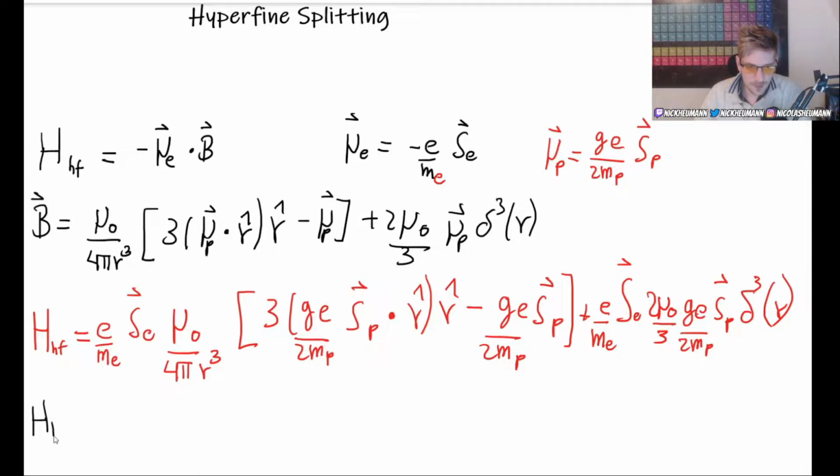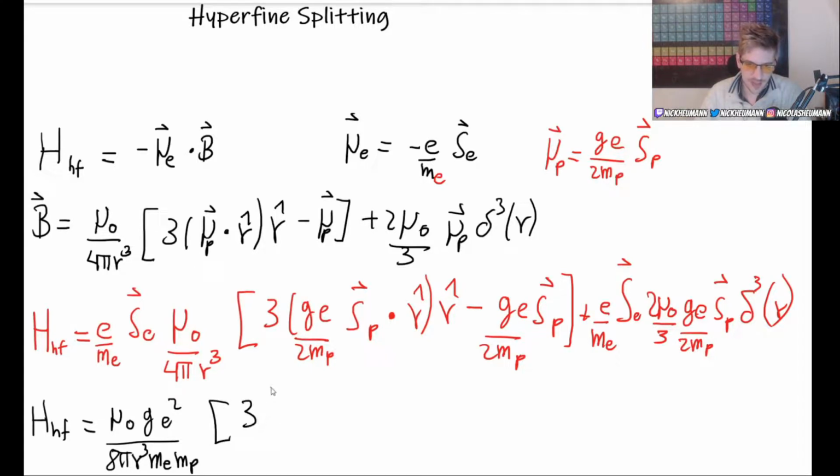So the hyperfine Hamiltonian. Now let's see, we can factor out g_e and 2 m_p from this entire first part. So we get μ₀ g_e² over 8π r³, and then the product of the masses, m_e m_p. And then we can multiply this spin vector into the square bracket. So let's just plug it in there.